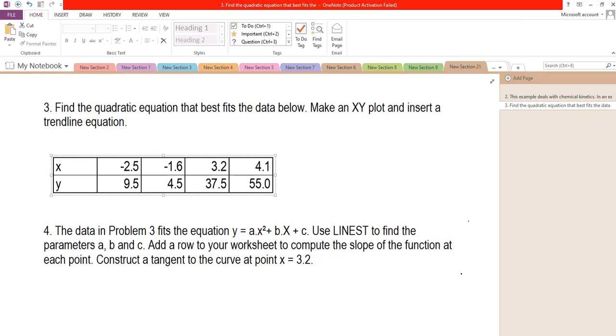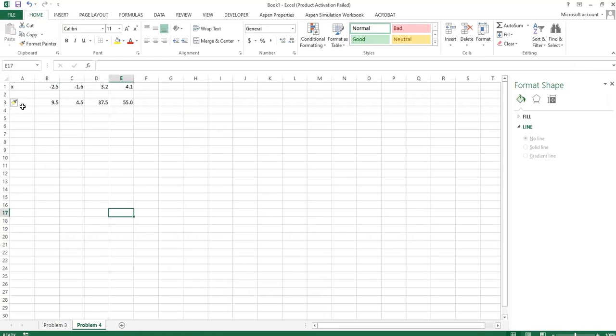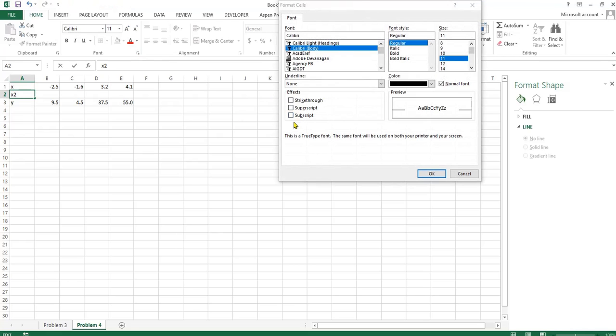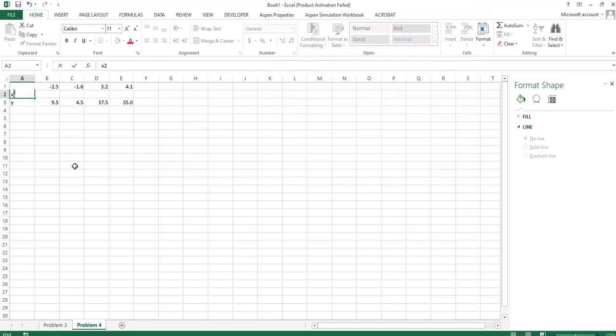Okay, that is a different question. Now I'll add a row. I'll call this x square. So x square, just put x2, select this, go to font, and choose superscript. You can look at it, superscript.